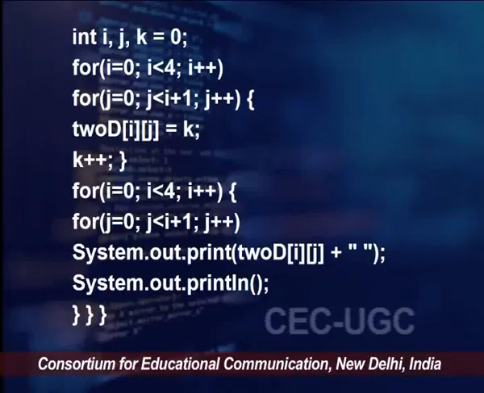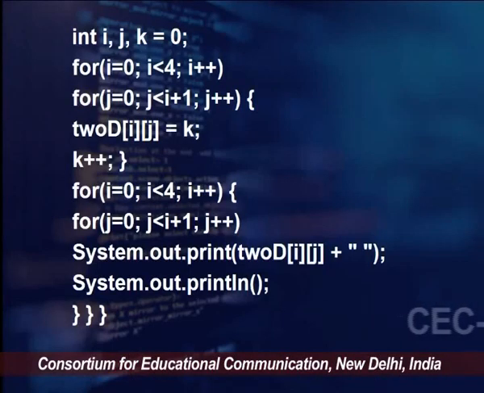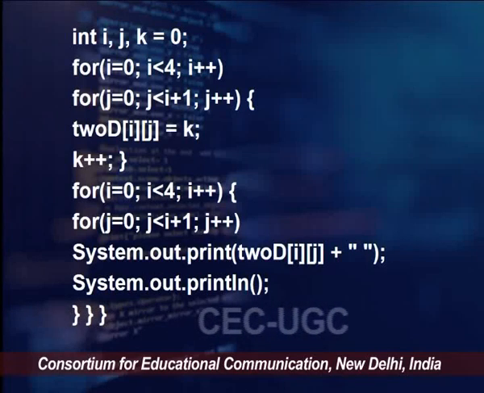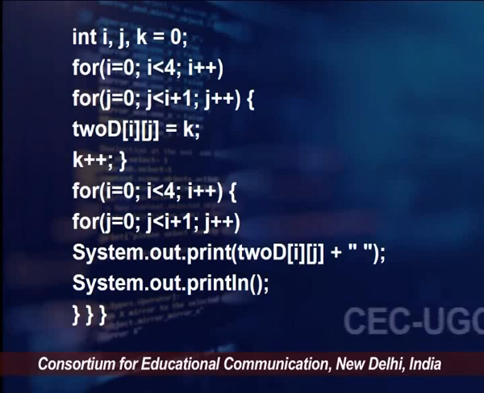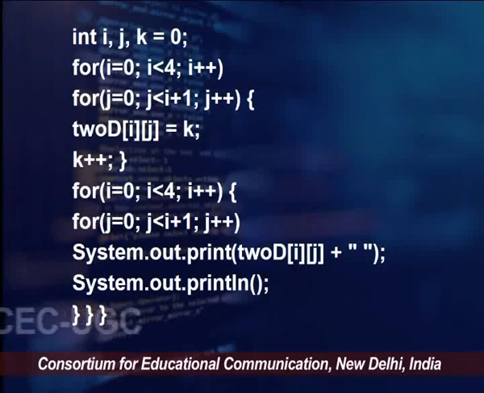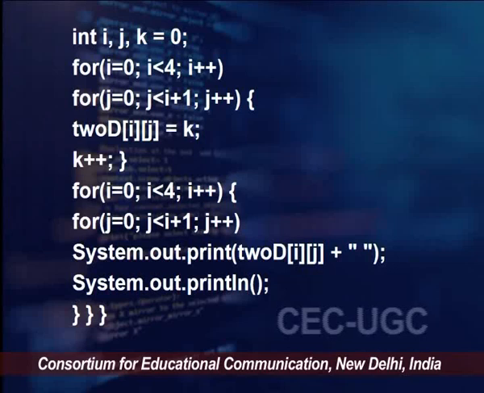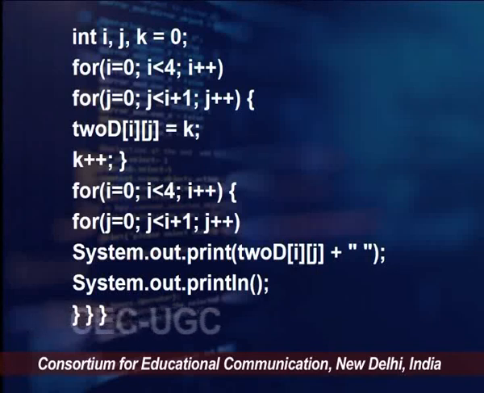Now let us see how we are going to manipulate or access this array. We have taken 3 variables, i, j and k. Here k is equal to 0. For i equals 0, i less than 4, that means I am talking about the rows 0, 1, 2 and 3. For j equals 0, j less than i plus 1. Please remember, when i is equal to 0, we have 1 element. When i is equal to 1, we have 2 elements.